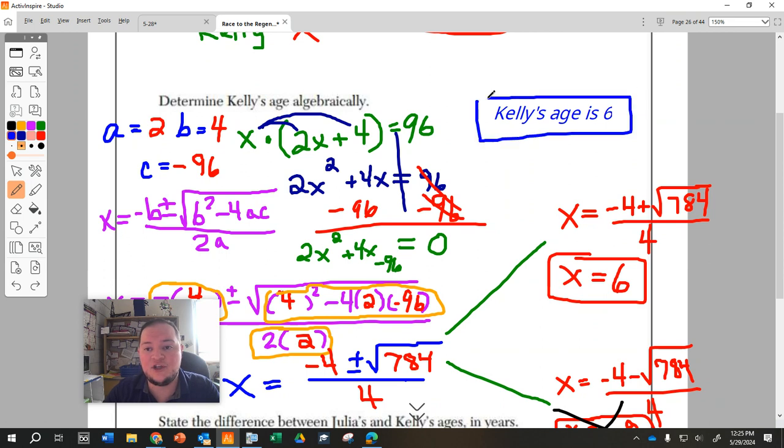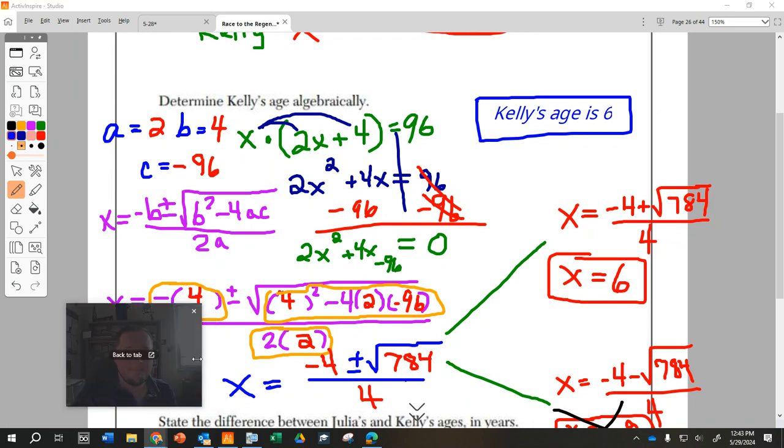There's the real answer. Kelly's age is 6. Great. 6 years old. I'm being lazy. Kelly's age is 6. Probably 6 years, I'm assuming, but it's 6.